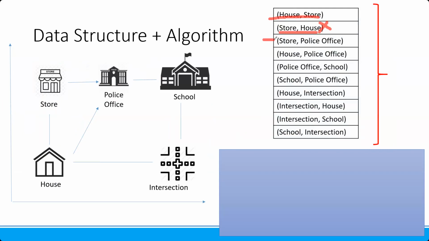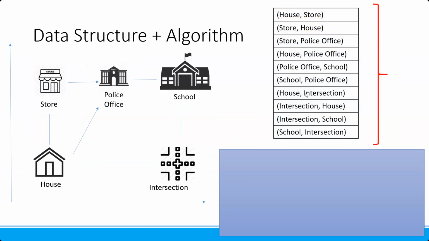And then I check this one, store, police office. Okay, and then house, police office. So this might be next because the last node is police office. We need to check again police office to school. Okay, so it means I can check the sequence only 3 times from house to get to the school based on this data structure.